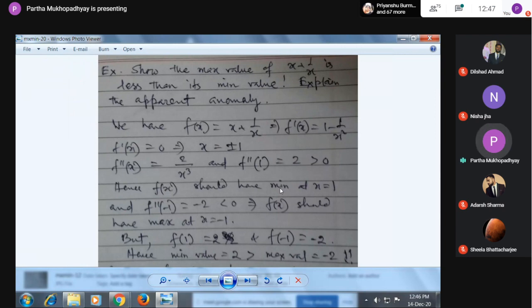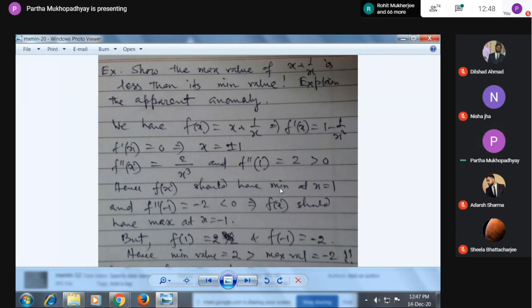Now, this is a very important problem. I will discuss this as a last problem, actually. So the maximum value of X plus 1 by X is less than its minimum value. And also explain this apparently anomalous result. This is a meaningless thing. Maximum value is less than minimum value. How can this happen? So please explain the result.